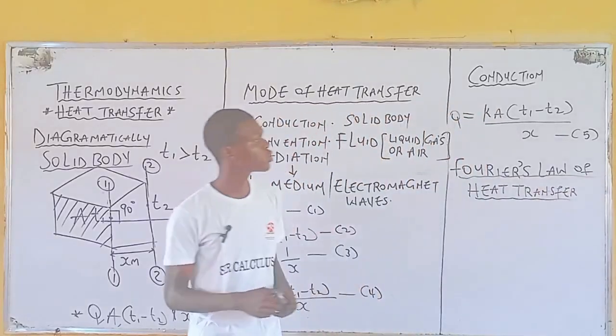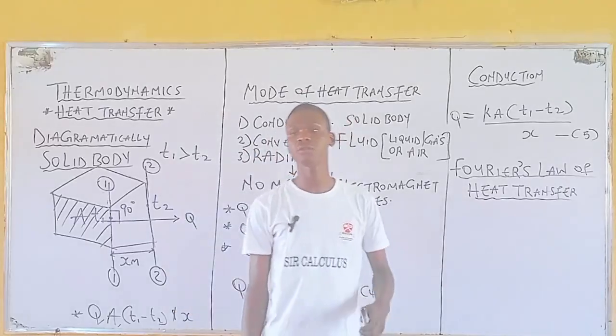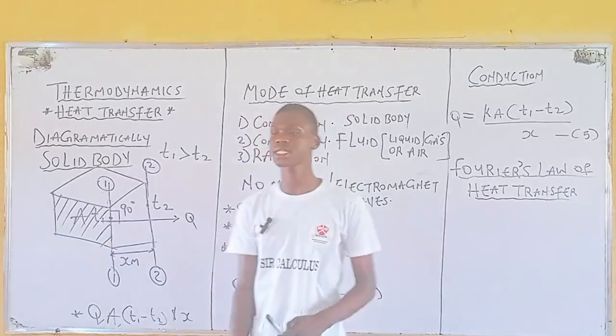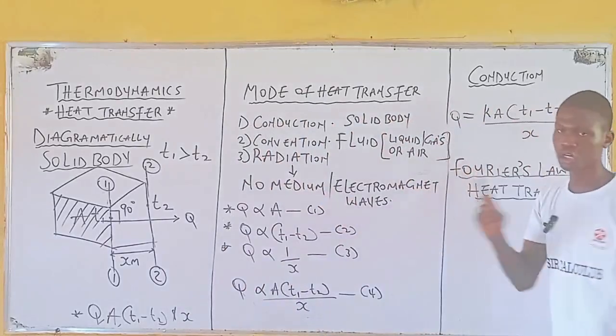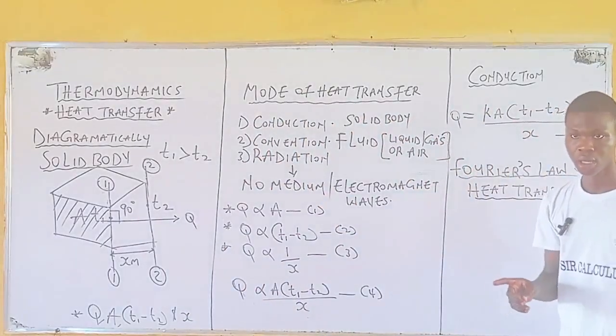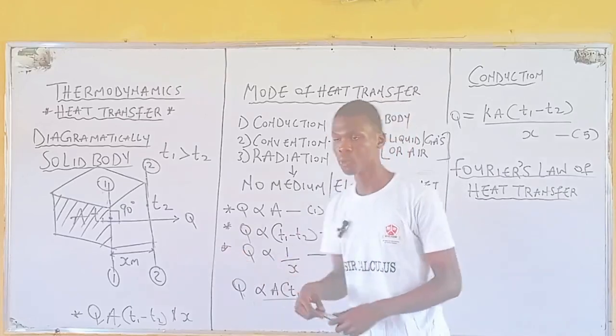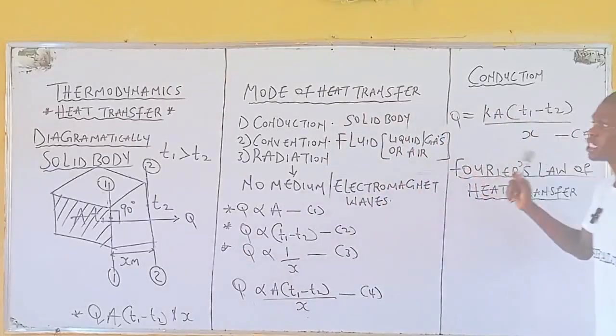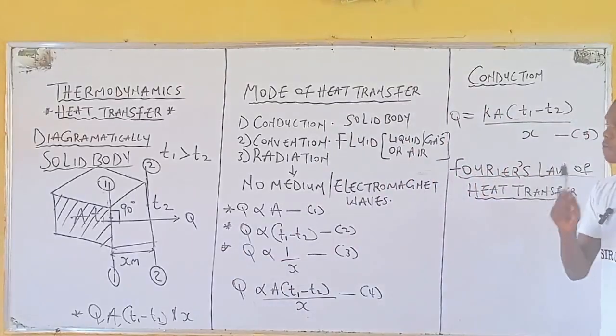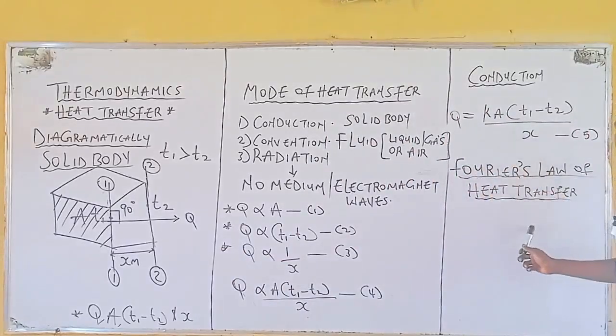Equation 5 is called Fourier's law of heat transfer, meaning the law governing conduction is Fourier's law. Each law has its respective equation. For Fourier's law, this is the equation.